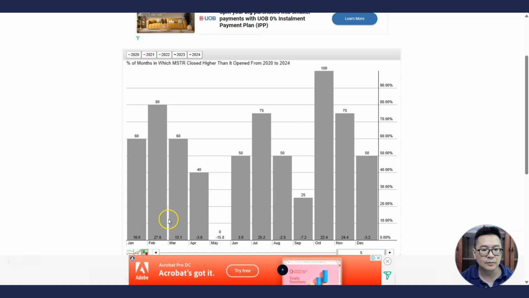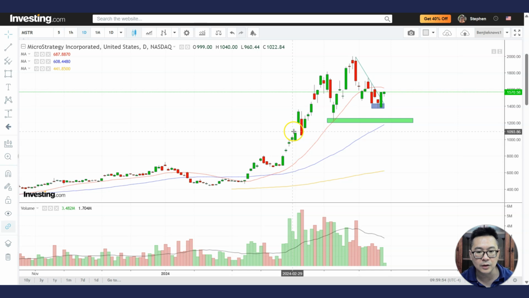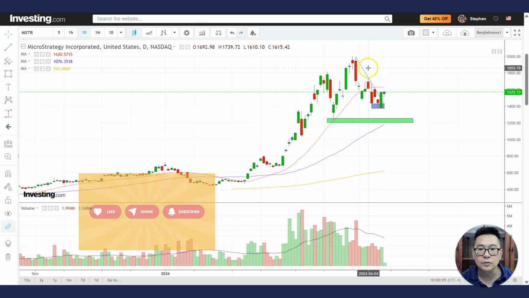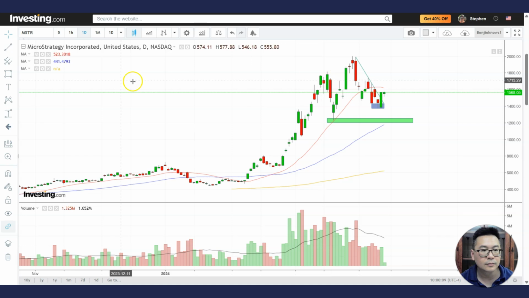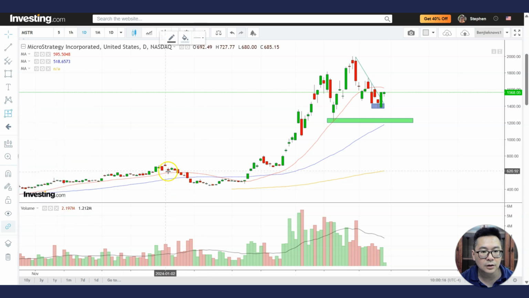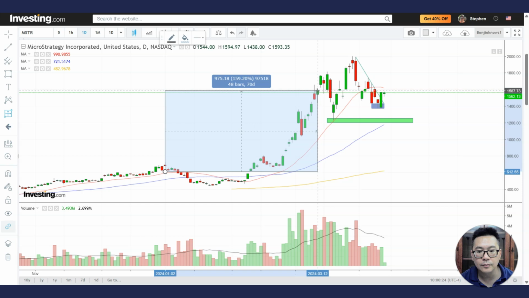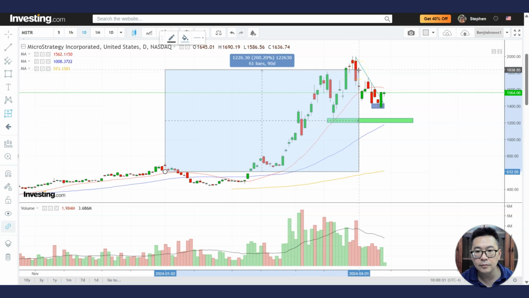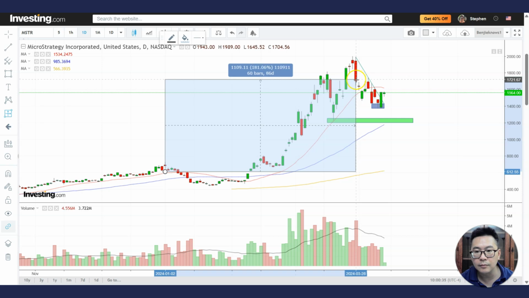So if you look at January, February, and March, January average went up 18%, February 27.8%, and March 13.1%. The first 3 quarters have been very kind to MicroStrategy. So if you look at, let's take right back in January here to the end of March, let me just take a date and price range.